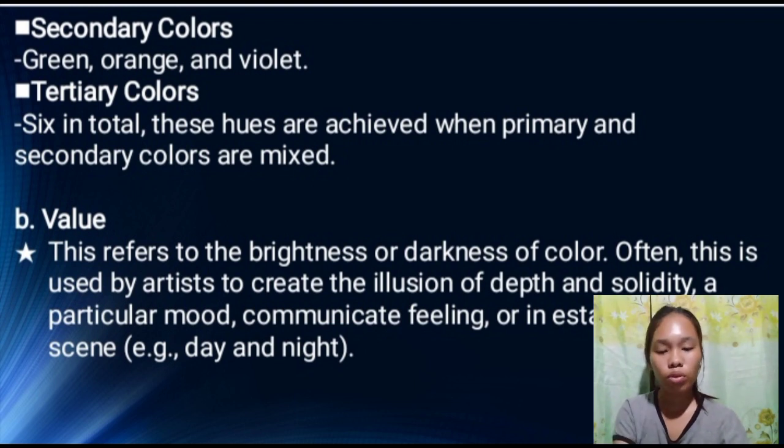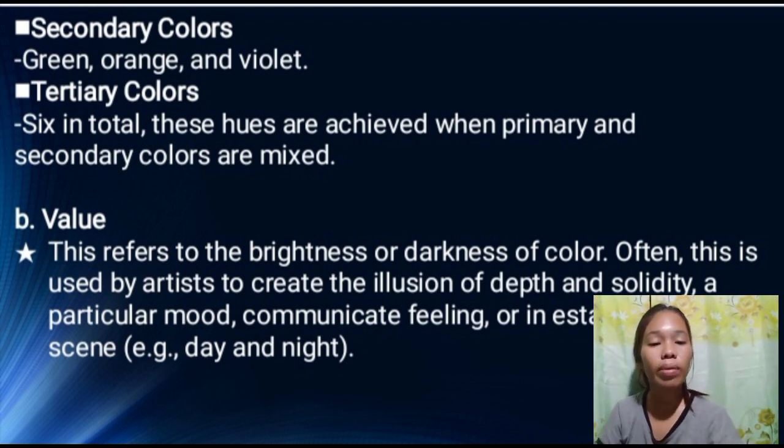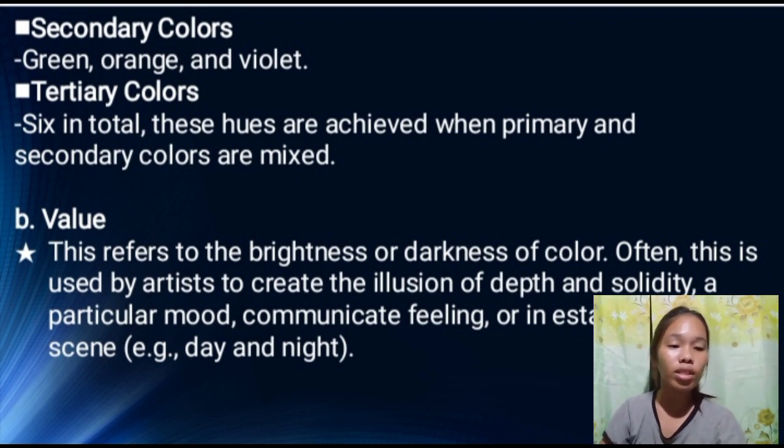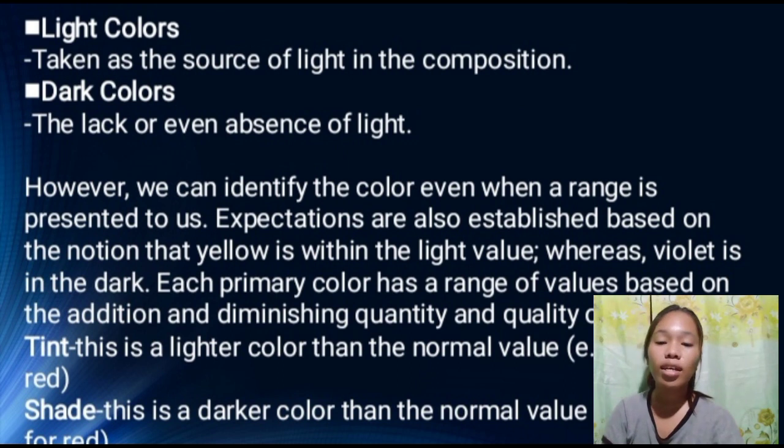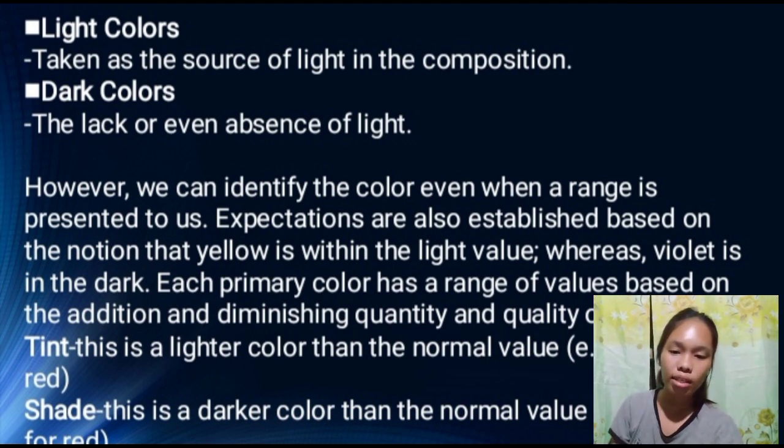And let's move on to another dimension of color. It's value. Value refers to the brightness or darkness of a color. Often this is used by artists to create the illusion of depth and solidity, a particular mood, to communicate feeling, or in establishing a scene, like day and night. So light colors are taken as the source of light in the composition. In dark colors, the lack or even absence of light is what we see in a night scene.